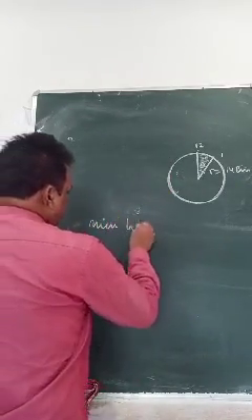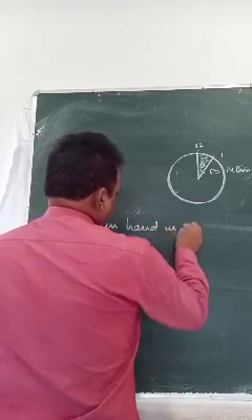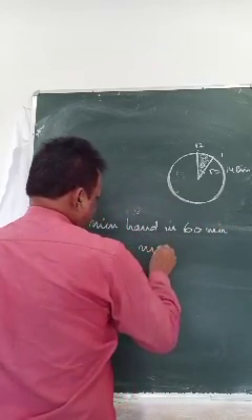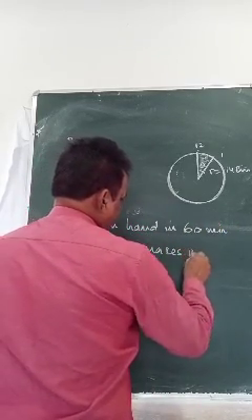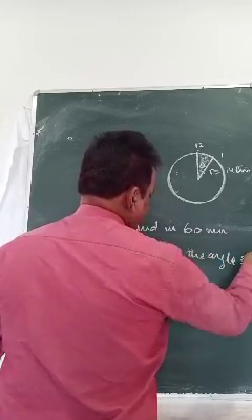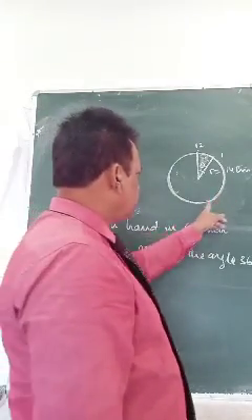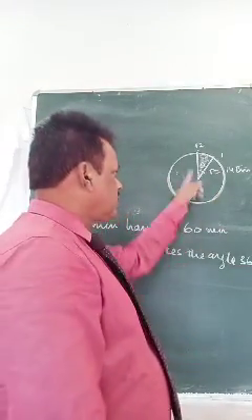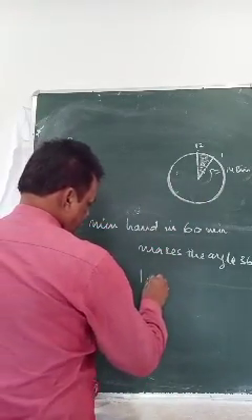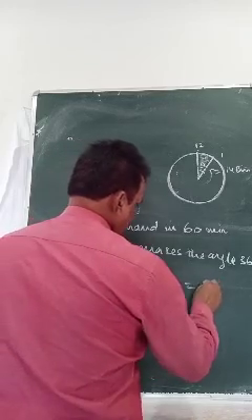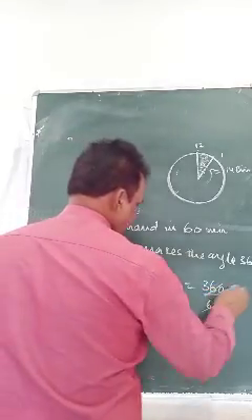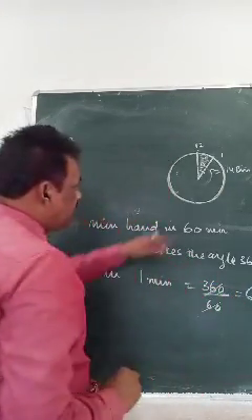Minute hand in 60 minutes makes the angle 360 degree. Because one round will be 60 minutes, one round is 360 degree. So in 1 minute, that is 360 by 60, cancel, 6 degree. How many minutes are you asked?